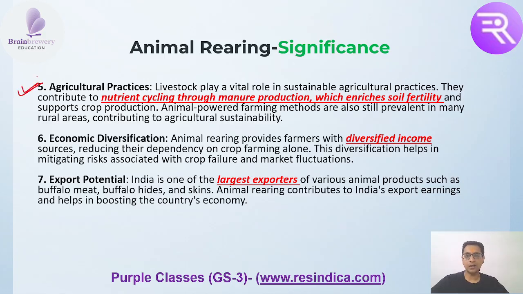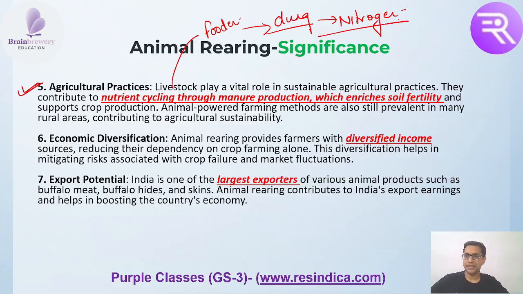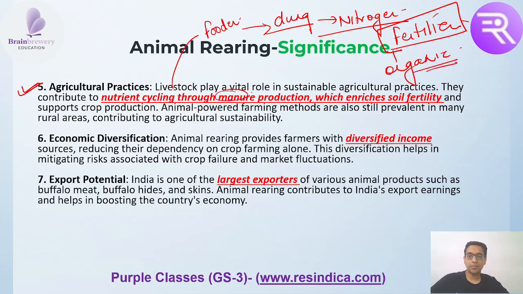Whenever we are utilizing livestock in our fields, this livestock plays a very important role in nutrient cycling. Livestock eat the feed, fodder material, then they release dung. This dung has nitrogen, and this nitrogen is utilized as fertilizer. We know the cow dung we utilize in making organic fertilizer, right? Natural fertilizer. So this helps in manure production and in increasing soil fertility, right?